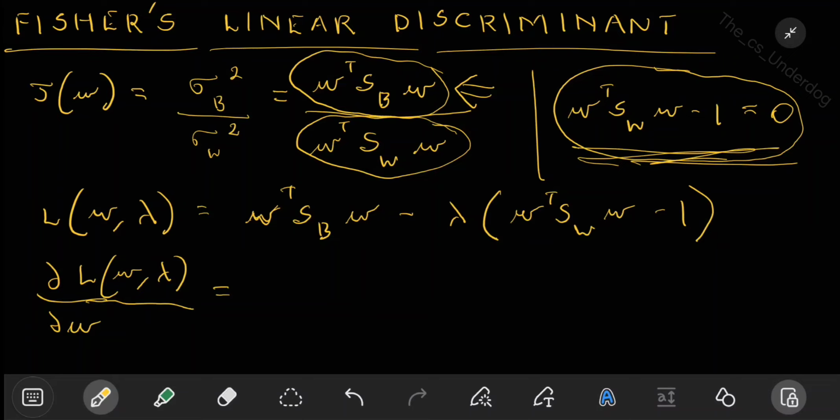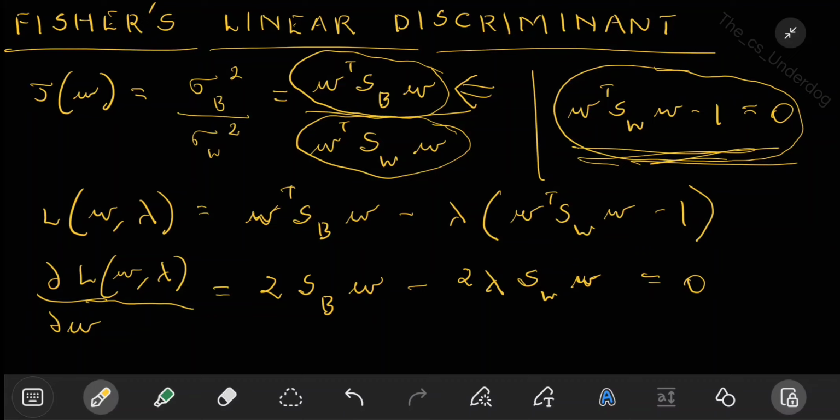So you do a del by del W of this, W transpose SB into W. If you do a del by del W, what will you get? You will get 2 times SBW, because this W transpose W, if you consider it as W square, you will get 2 SBW after differentiation. Minus lambda will stay as it is. W transpose SWW, what will you get? 2 times SWW. This is what you get here, right? And this you have to equate to 0.